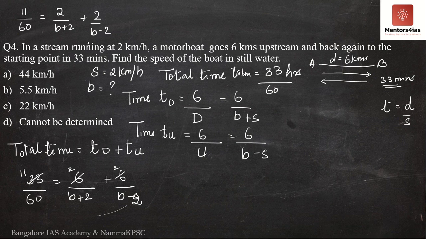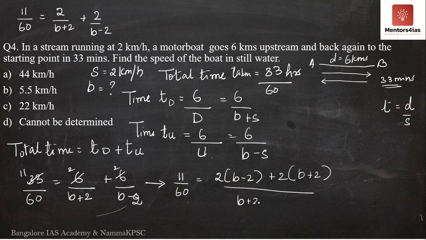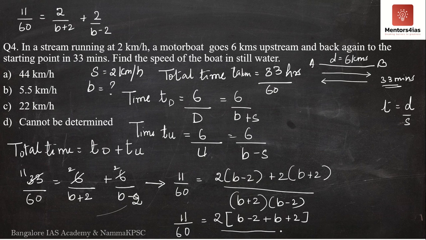Now just like how you take your LCM, we'll have 11 by 60 is equal to 2 into B minus 2 plus 2 into B plus 2 divided by B plus 2 into B minus 2. What do we get? I will take 2 common outside, I get B minus 2 plus B plus 2 divided by B plus 2 into B minus 2. See here, it is A plus B into A minus B. What is A plus B into A minus B? Nothing but A square minus B square. I'm sure everybody knows this.